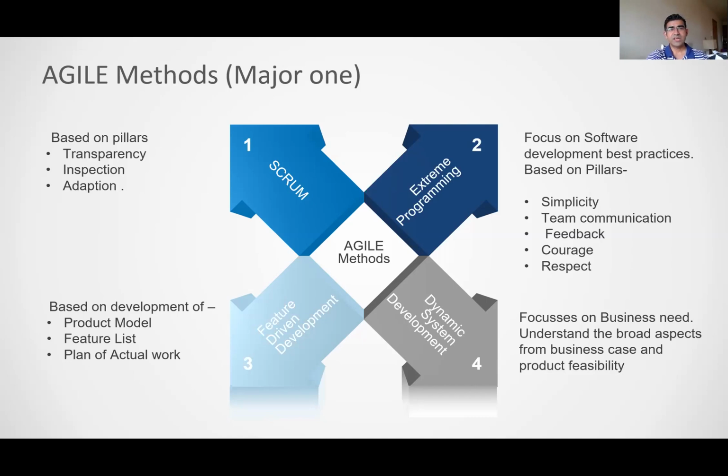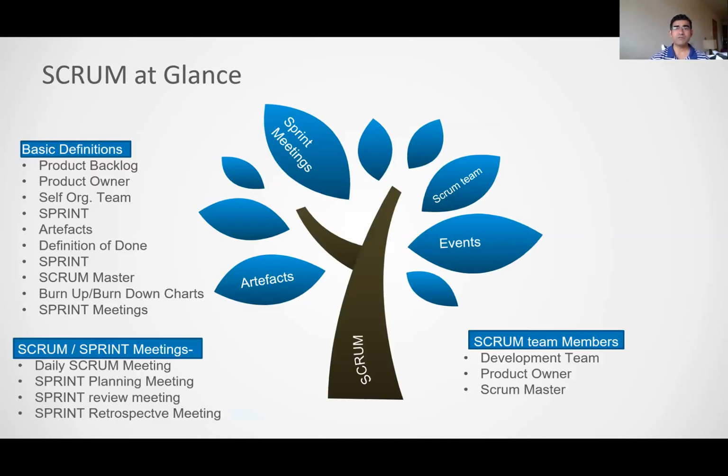All right, so with this slide, we know what the 4 agile methods are. Now we are going to talk about Scrum, our first agile method. Although Scrum is a very intense topic, and I'm going to talk about Scrum in detail in my next training session next week, before we move on to Scrum, I'm going to talk about Scrum at a glance. I'm going to talk about the basic definitions of Scrum.